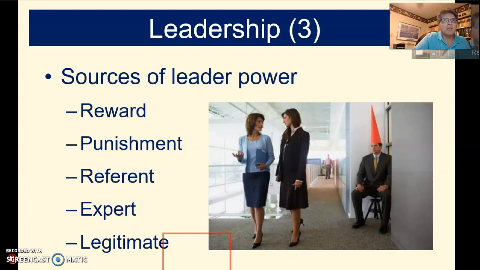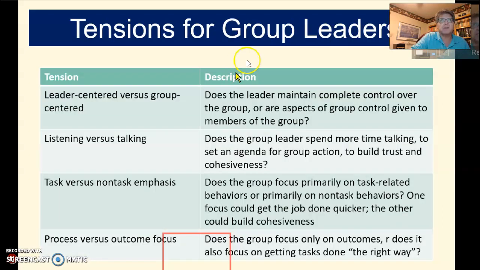There are different sources of power. Reward power means that I can give you something positive if you perform well. Punishment or coercive power means I can punish you if things don't happen. There's referent power, and that's the power that is associated with a person or a place. Expert power, and then legitimate power, power that comes from an election, an appointment, those sorts of things.